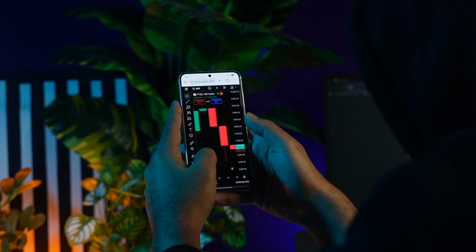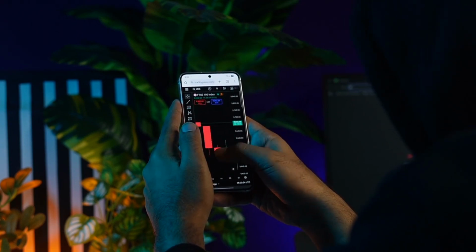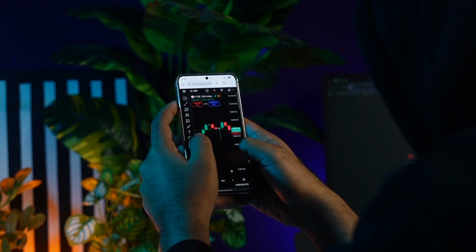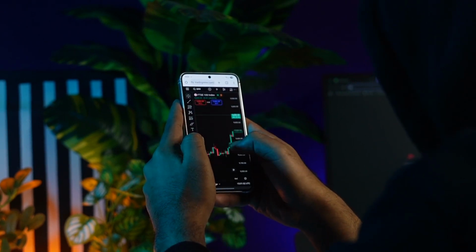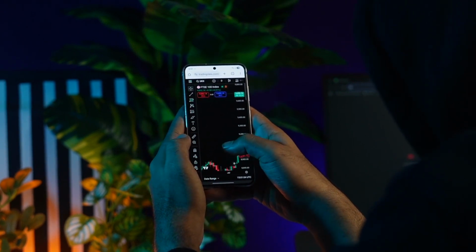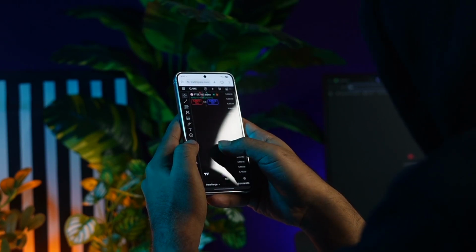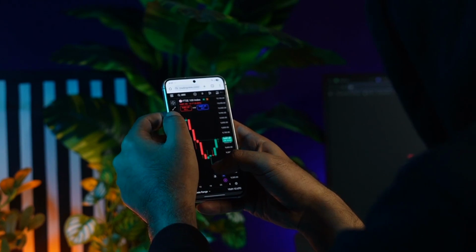In today's video, I will show you the exact price action strategy beginners should learn first. No confusing indicators, no complicated tools, just clean charts, support and resistance, and candlestick patterns that actually work. So, if you want to grow your small account and avoid common beginner mistakes, stay till the end.